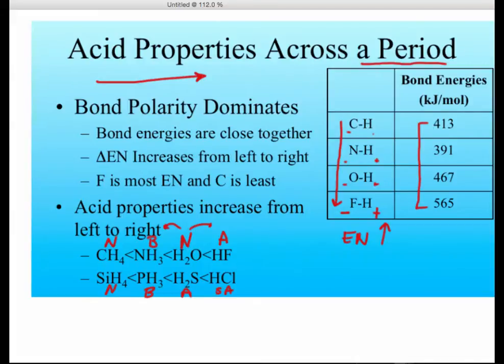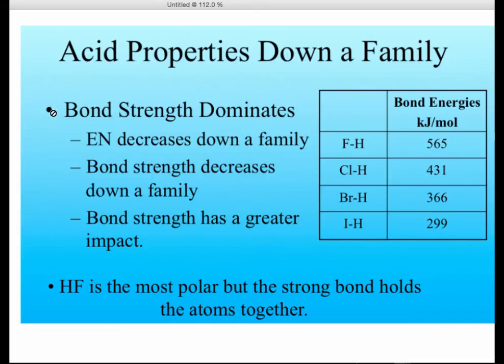Okay, so that's the game we're playing. We're looking at the atomic structure of the nonmetals, or the anions in this case, and how they relate to the hydrogen ion. All right, now I'm sure you can imagine what's going to happen as I go down a family on the periodic table. We're going to see that the bond strengths are going to dominate.